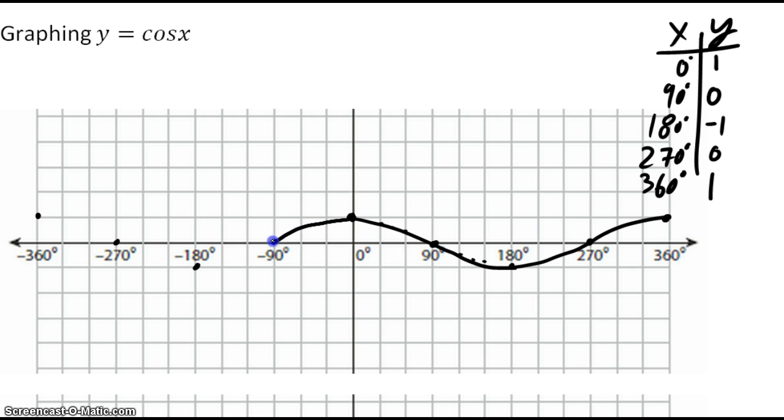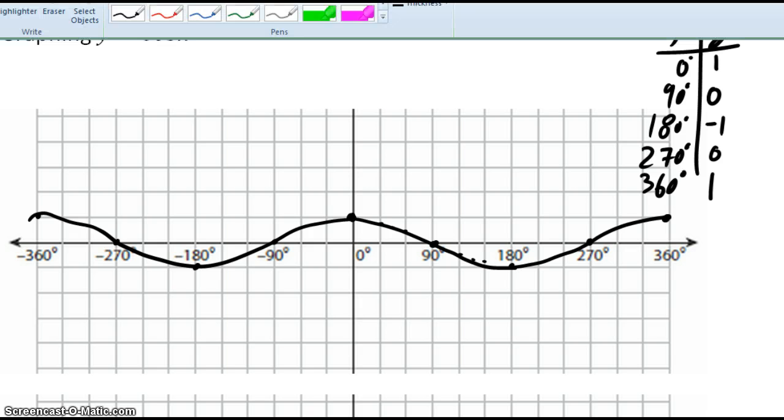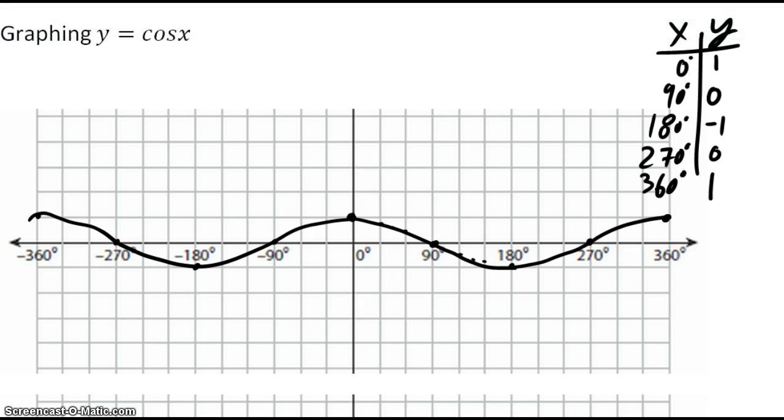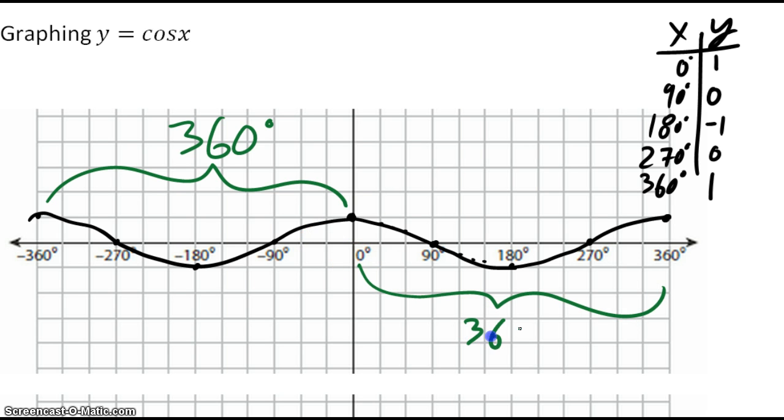I messed up a little bit over there. So, you'll see that it repeats in the same way that y equals sine x repeats. So again, the period is going to be 360 degrees. You can think of it from here to here, or from here to here, however you want to think of it. 360 degrees, same period.